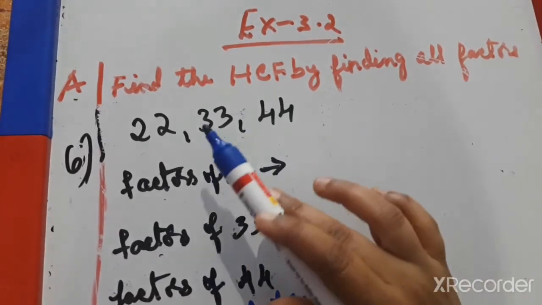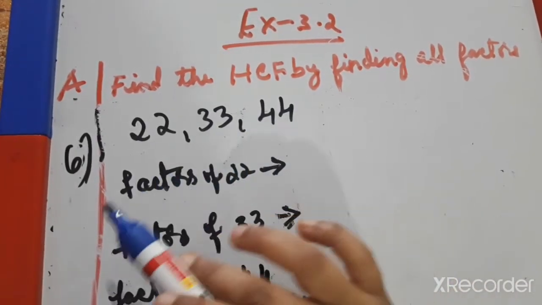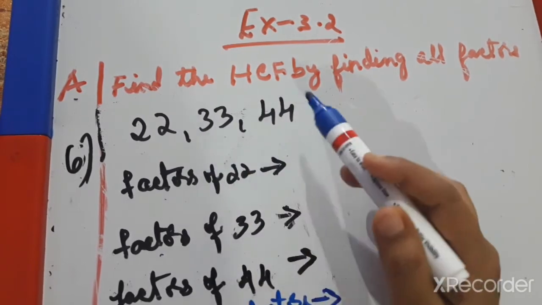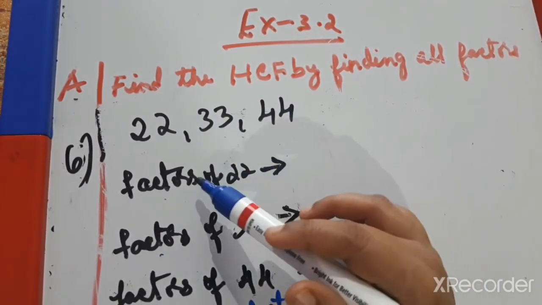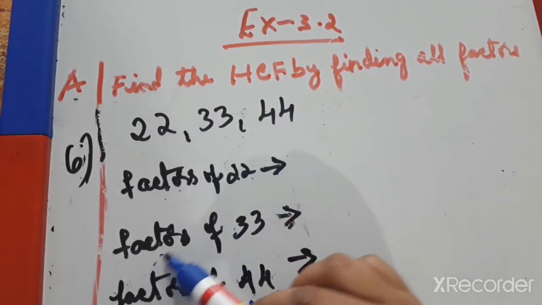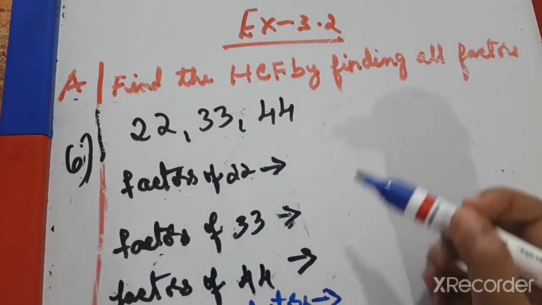Now, find the HCF by finding all factors. Sixth question: 22, 33, 44. Now we have to find the factors of each number: factors of 22, factors of 33, factors of 44.